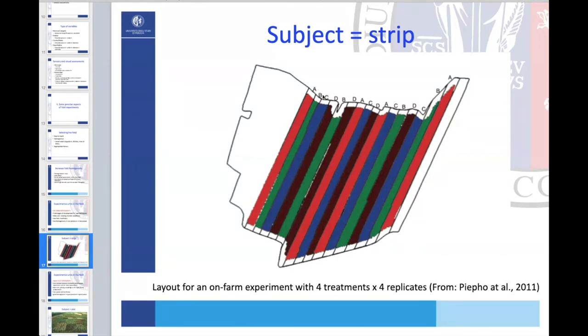Here we have the strip B. In total, we have 4 treatments, which are labeled with the letters from A to D. You see A, red, B, green, C, blue, and D, that is brown. And you see we have 4 strips, and they are repeated 4 times. So we have replication. So this is a valid experiment.